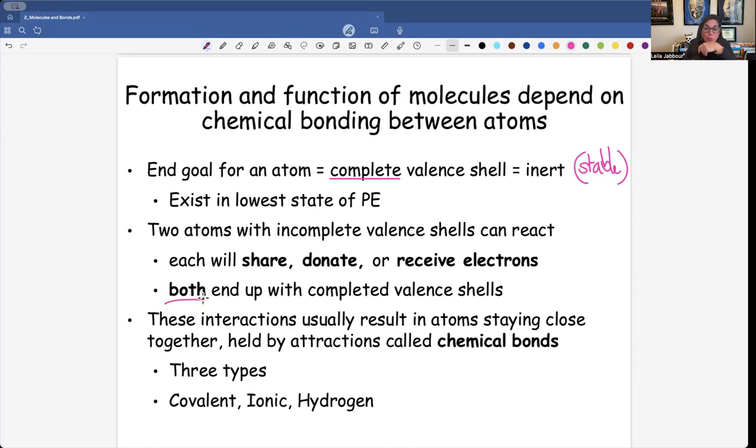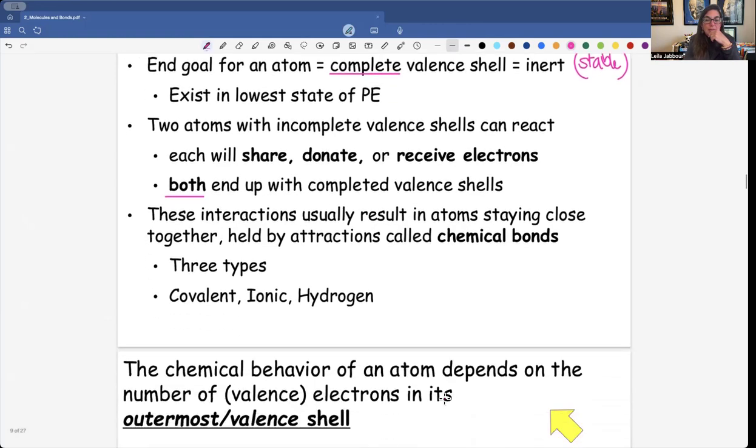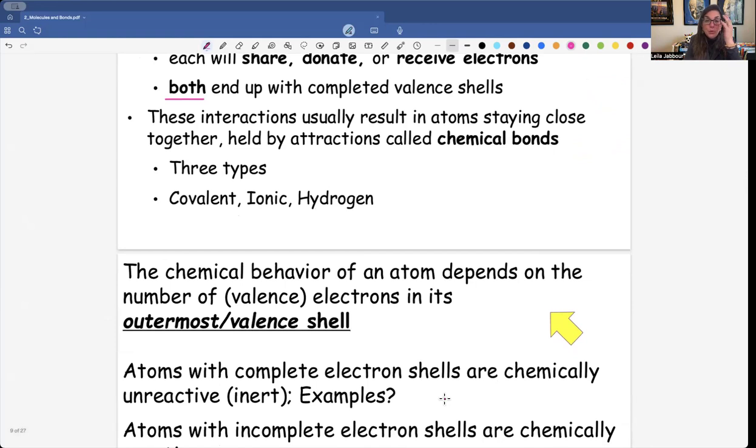They both end up with completed valence shells, even though they didn't relinquish their electron, they're just sharing it back and forth, back and forth. So these interactions usually result in atoms staying close together, and they're held by very, very strong bonds called chemical bonds. So covalent is one, ionic is the second one, and hydrogen is the third one. We already saw the formation of an ionic bond. Let's see how we form covalent bonds.